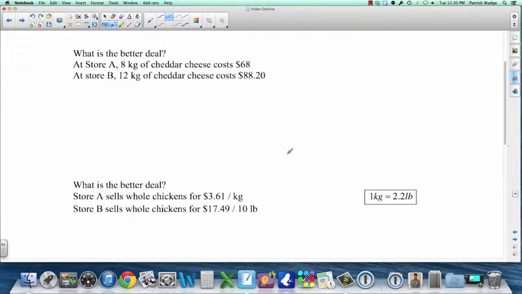But the way that will always work and that we teach in grade 8 often is to find the unit rate of both of them. So I'll write that, find unit rates.